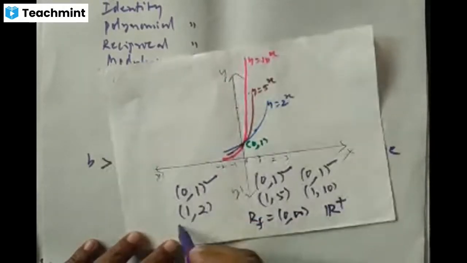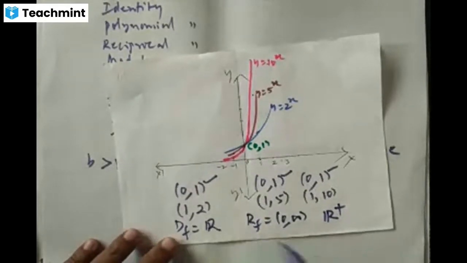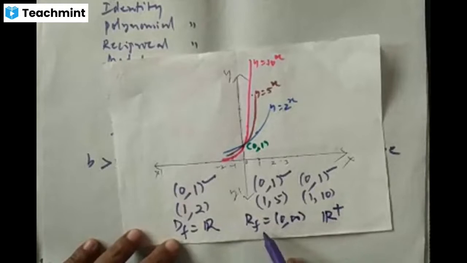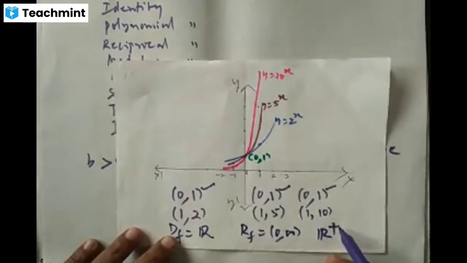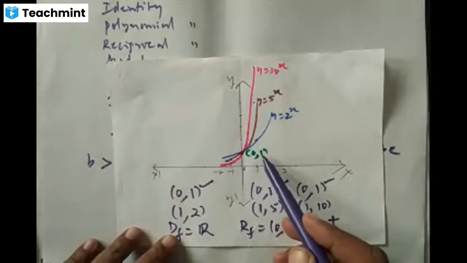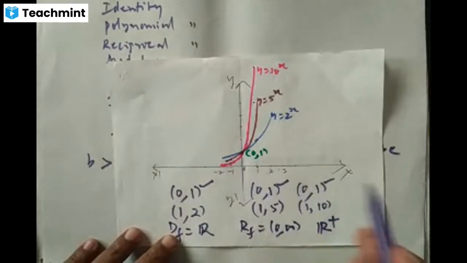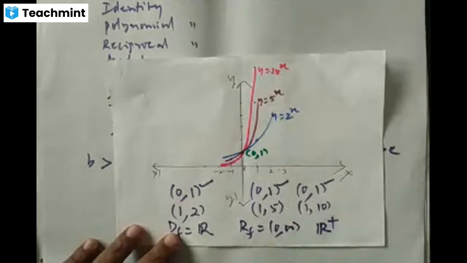So the domain of any exponential function is the set of all real numbers. The range of any exponential function is the set of all positive real numbers. Point number 3, the point 0, 1 lies on the graph of the exponential function. Next, any other observation we can make from this diagram?